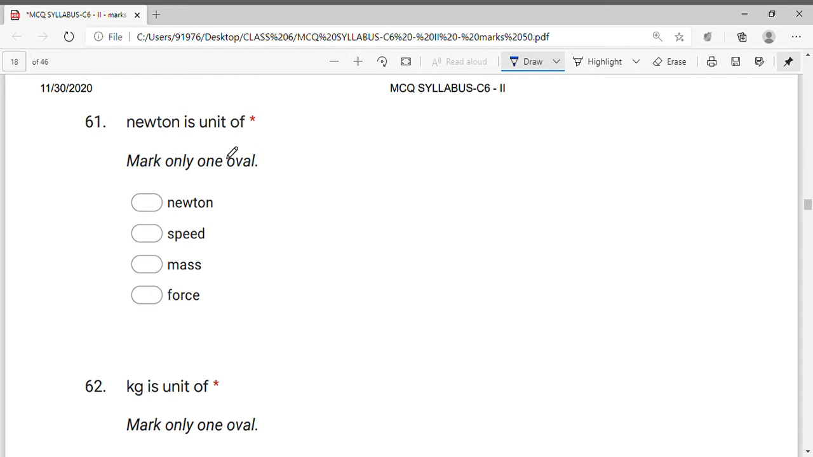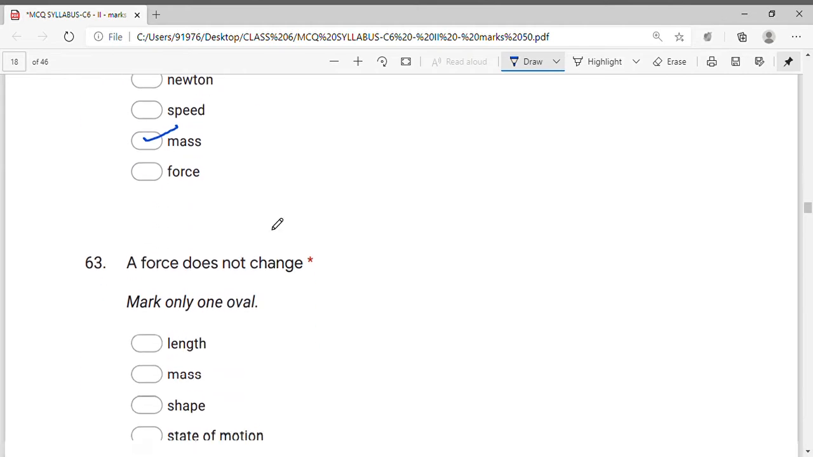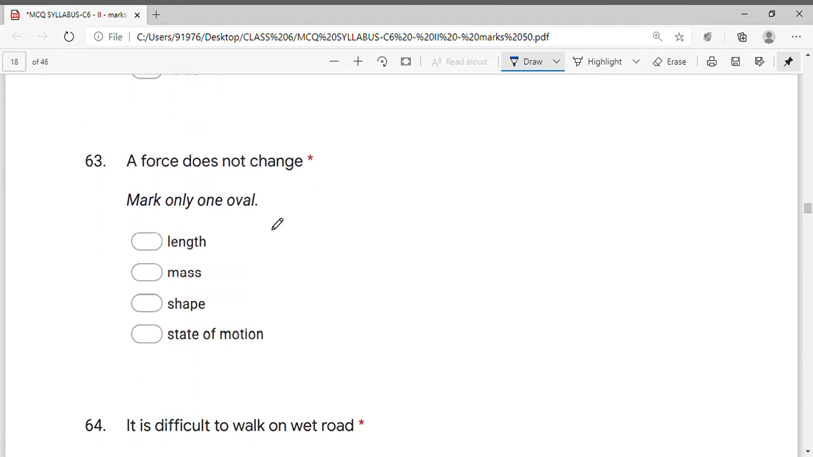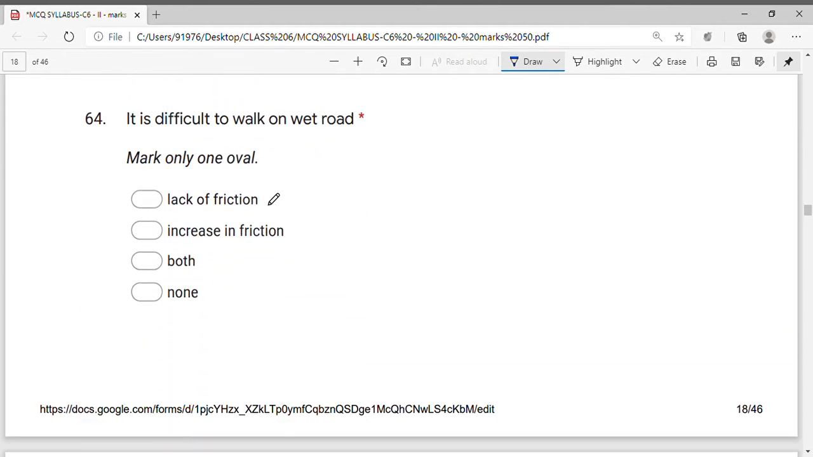Alright, third video. Newton is a unit of force, and kilogram is a unit of mass. Force can change the length of an object, it can change the shape, and it also changes the place of the object, or it sets the body in motion. What it doesn't do is change its mass. Force does not change mass.